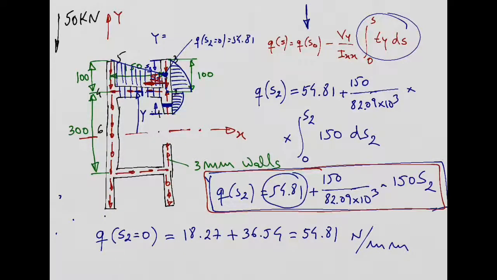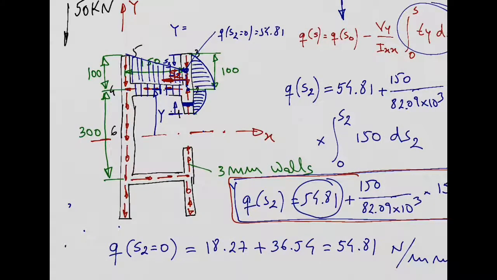Now it is a linear distribution. That's why I have here a linear, you see, this is a linear distribution for the shear flow here. Okay?